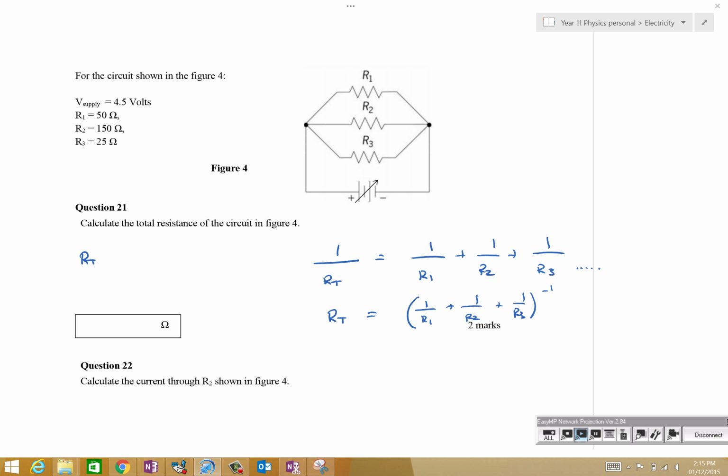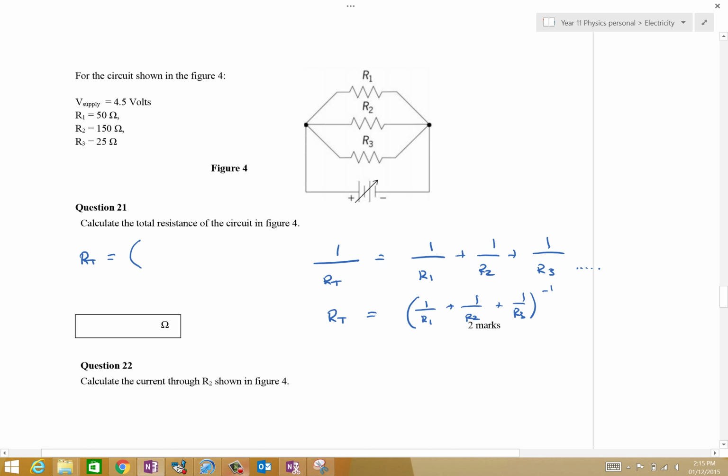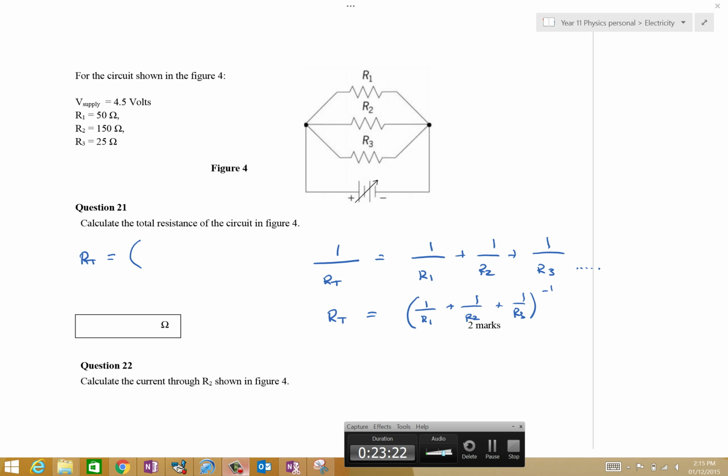So how I do it is I do this. I don't necessarily use their rule. I say that (1 over 50) plus 1 over 150 plus 1 over 25, all to the power of -1.